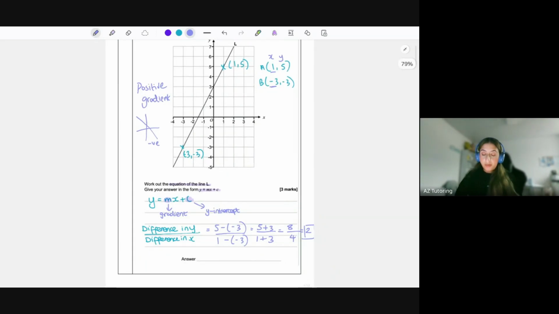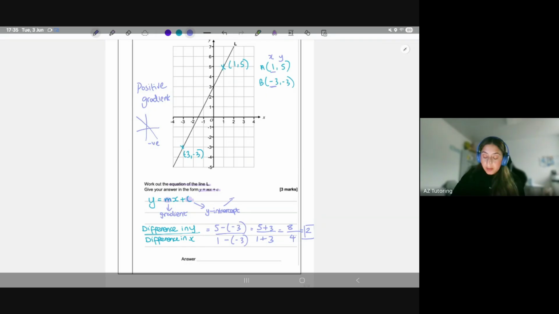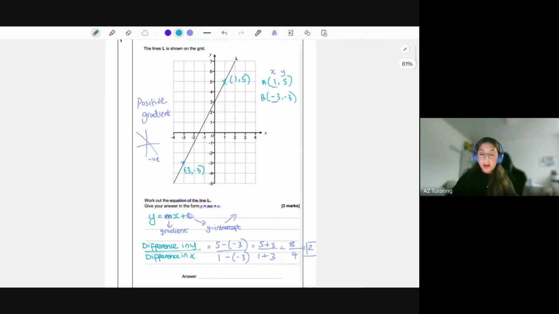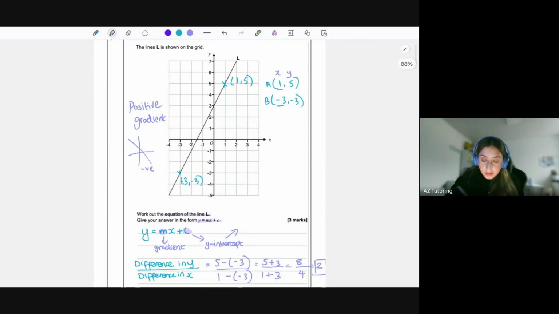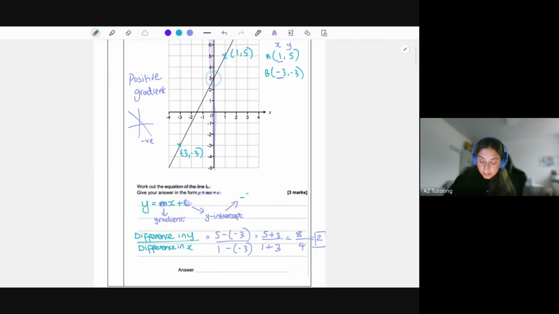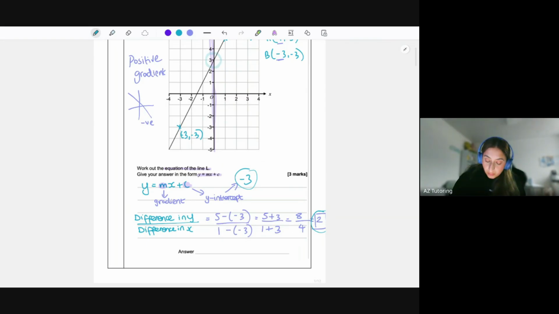So I found my gradient. My gradient is 2. Now I just need to find my y-intercept. So all I need to do is look at the graph where my line touches the y-axis. The y-axis is this one here. I can see the line touches the y-axis at -3. So my y-intercept is just -3. So I can just plug these numbers into my equation. So y equals my gradient, which is m, which is 2, 2x -3. My c is -3.